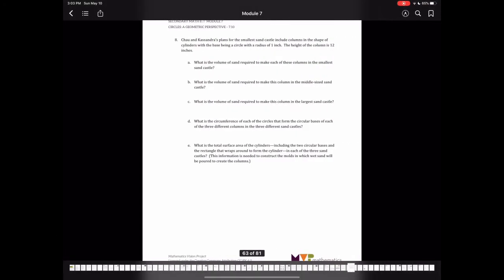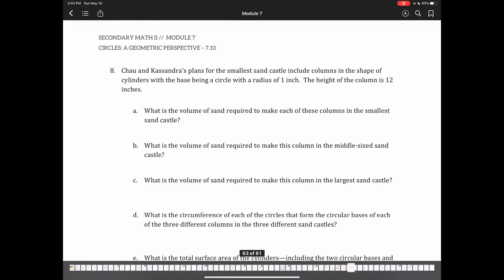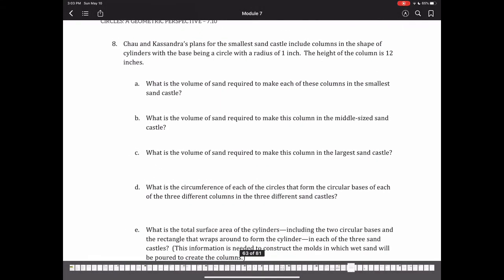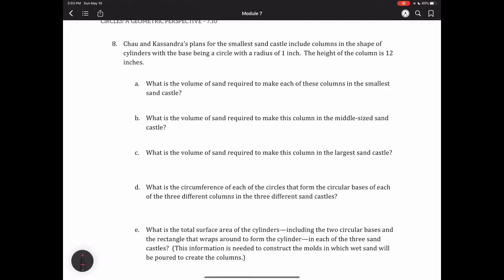So now let's look at number 8, which I believe should be our final. So Chow and Cassandra plan for the smallest sandcastle to include columns in the shape of cylinders with the base of the circle with a radius of 1 inch, and the height of the column is 12 inches. Okay, so we've got a circle right down here. Let me get my drawer out. So a circle with a 1 inch radius, and then the height of 12 inches.